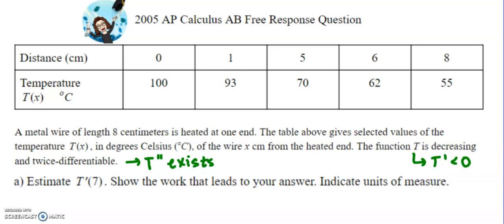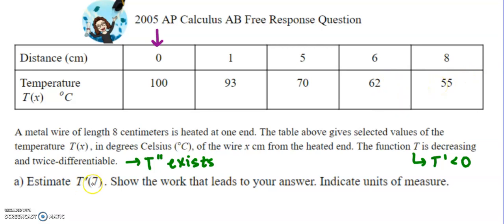So let's think about the logic of the question, right? Distance from the end. So we're being heated at 0 centimeters, and we've got this hot temperature of 100 degrees Celsius. But as you move down the length of the wire, the temperature gets cooler, right? If you think about a heat source being on one end of a wire, it's going to be pretty hot. And then as you move further away from the heat source, that wire is not quite as warm.